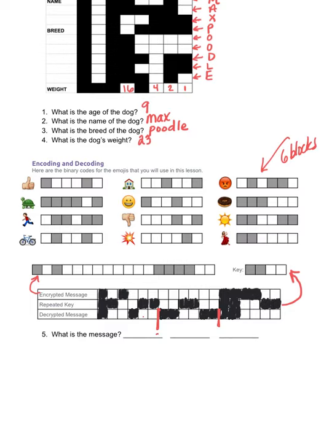So the first one, black, white, white, black, white, white. That's going to be the smiley face. So you can draw a smiley face, or you can write smiley face in the blank. The second picture is black, black, white, white, black, black. And so if I look up at my code, that's going to be the code for the sun. So I'm going to write the word sun, or you can draw a sun if you want to. And then the last one, black, black, white, white, white, white. That's going to be the girl dancing. So you can draw that if you want, but I'm just going to write dancing.